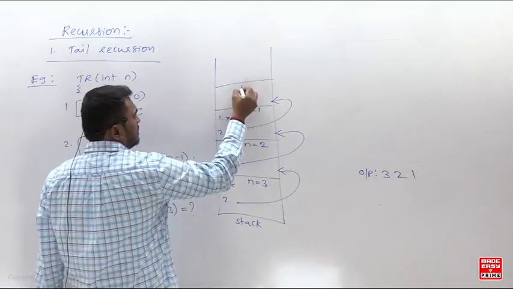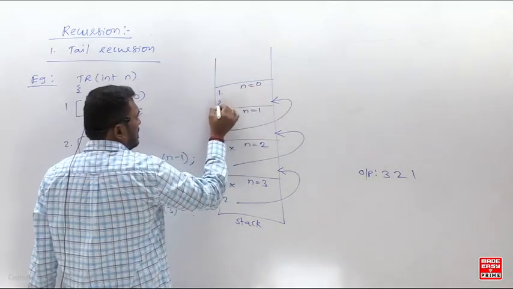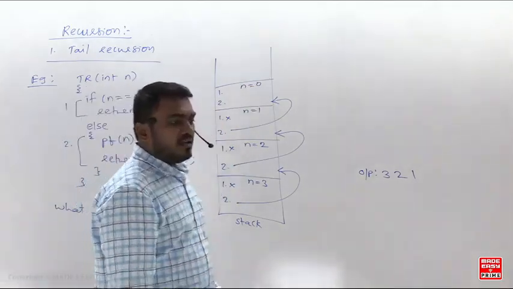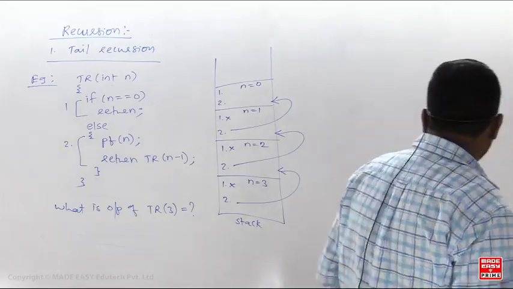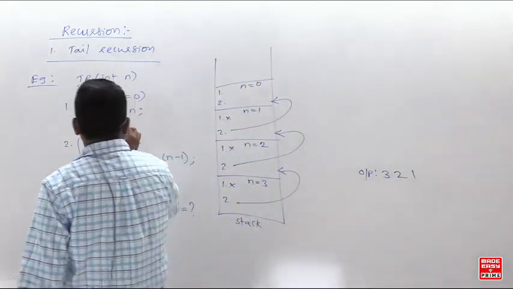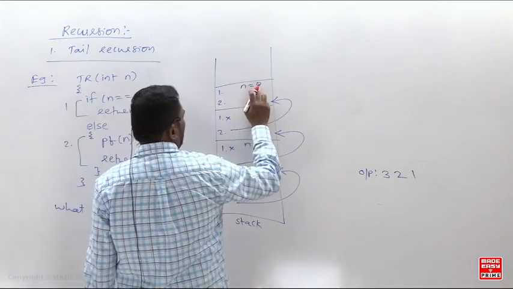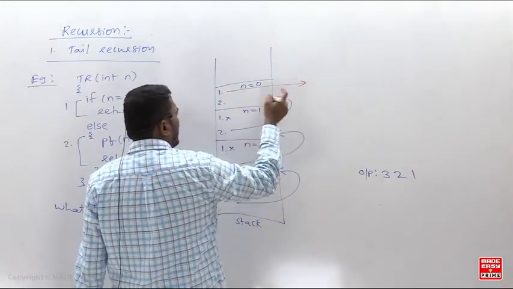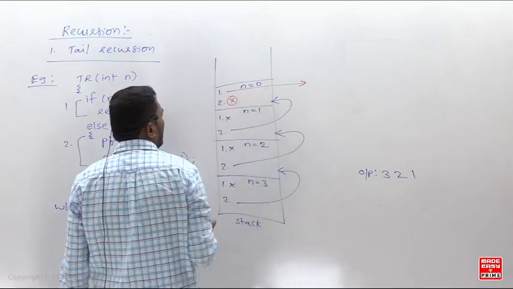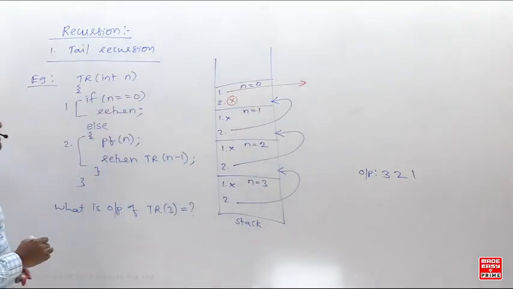So n value is 1, so you are passing n value as 0. And again there are 2 statements. Now tell me, what is the first statement? If n equal to 0, you say return. n equal to 0, true or false? True. So this is saying return. In the first statement only you say return, and the second statement will not execute. So the first statement says return, so the second statement is not executed.